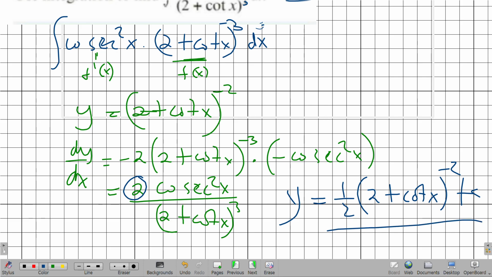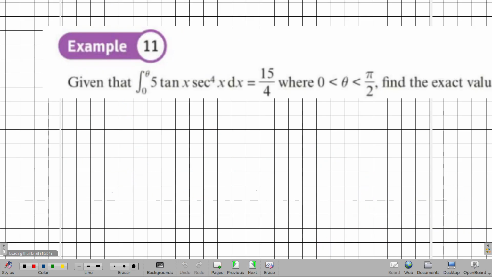So this is quite a very interesting method of integration, even though I don't prefer it, but it is a very interesting method of integration. Another question.